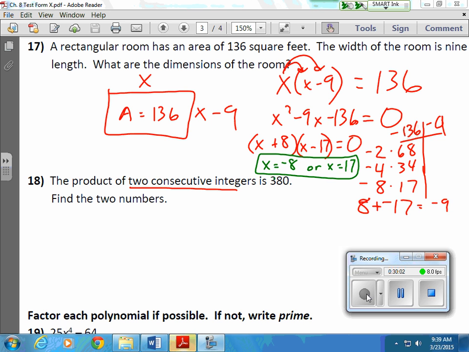So, that's not the answer yet. What are the dimensions of the room? Can the dimension of the room be -8? Can the length be -8? No, not in this universe. So that means that x must be 17, and if the length is 17, what's the width? 9 feet. And that would be 8. So 8 times 17 does give me 136.